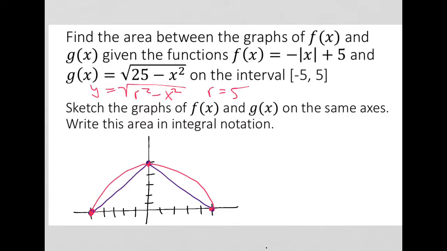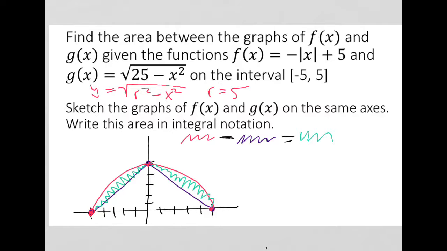going to curve up and look like that. So I'm trying to find the area between the graphs, which means I'm looking for this green bit right there. So think about what I need to do to find that. Well, I need to take the area of that entire semicircle, and I need to subtract away the area of that triangle, which is that absolute value of x graph right there. That will give me the area in between those two graphs.